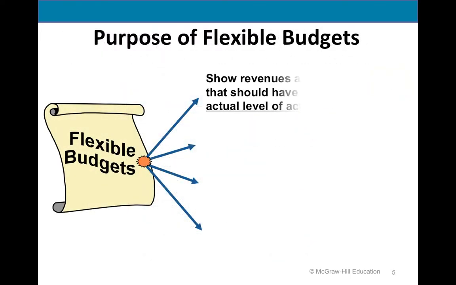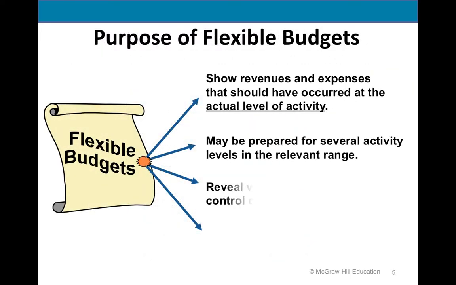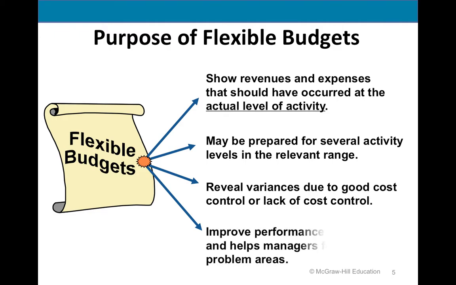Now why do we have flexible budgets? Because that's the problem. They're not going to match up a lot, especially if you did more or less. It shows revenues and expenses at their actual level of activity. It says, here's what they should have been. It may appear for several activity levels, such as here's where we'd be at 10,000 units, 12,000, 4,000. Any variance means differences due to good cost control or lack of cost control. The whole point is you want to hold all your managers accountable. How can we make you better? Improve your evaluation. Focus on any problem areas. We see you're not doing well here. How can we fix it?